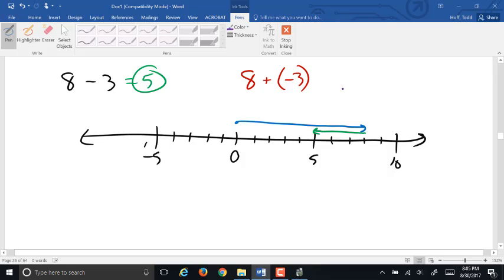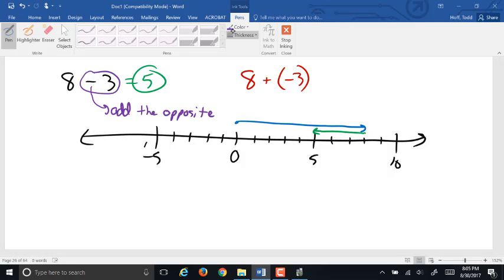We think of it as being the reverse of addition. But now remember, we said an operation operates on the number that comes after it. That subtraction operates on the 3. So the 8 is never going to change. But what the subtraction symbol means is add the opposite.